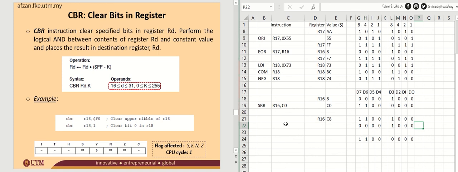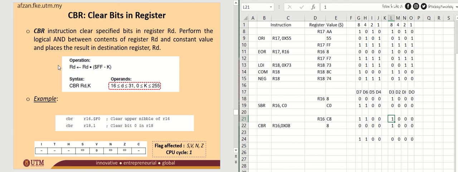So now this is your CBR. For R16, what value do I need to put here? The value I need to put is this value: 0x08, for example. This is my constant value, 0x08. Why 0x08? Because I want to clear only this bit.